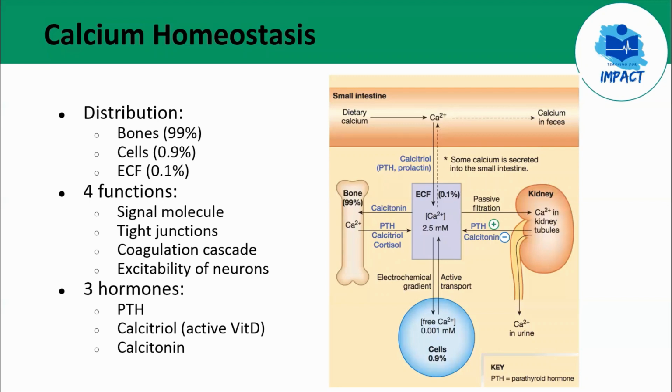PTH also acts on the distal nephron to increase calcium reabsorption and decrease phosphate reabsorption. These opposing effects of PTH on calcium and phosphate are necessary to keep their combined concentrations below a critical level. If their combined concentration exceeds that level, calcium phosphate crystals form, and a high concentration of those in the urine are one cause of kidney stones. Lastly, PTH acts on the proximal convoluted tubule in the kidneys to increase 1-alpha hydroxylase activity.